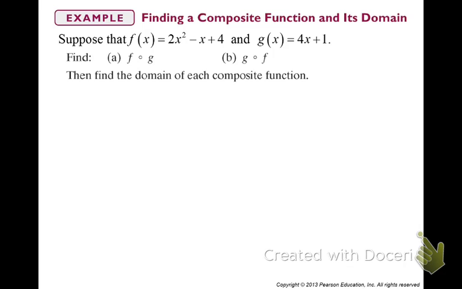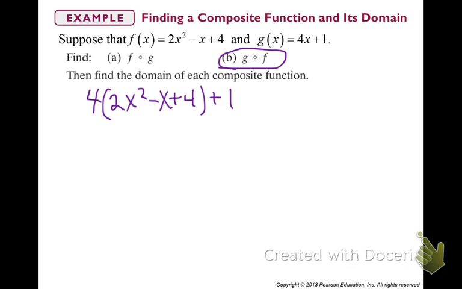Okay, so we're going to do the g of f. So we'll start with the g. So that is 4. And then in place of the x, we're going to put the f of x in. So that's our 2x squared minus x plus 4. And then plus your 1. Be real careful when you do composites that you carry through with all of the information in your formulas.